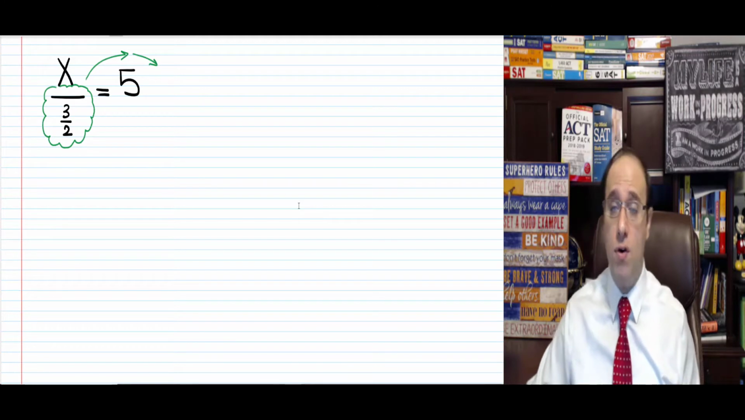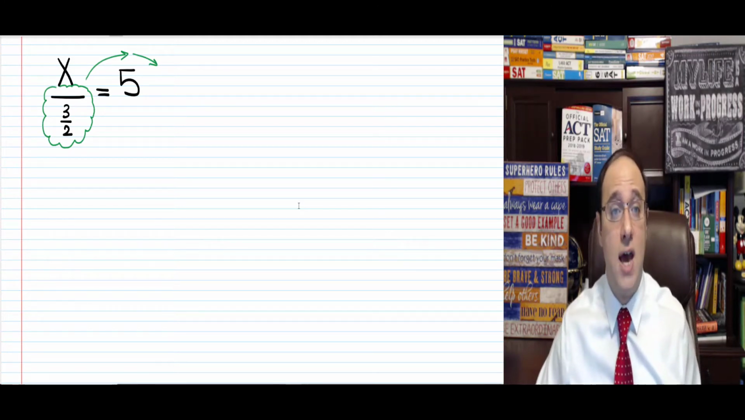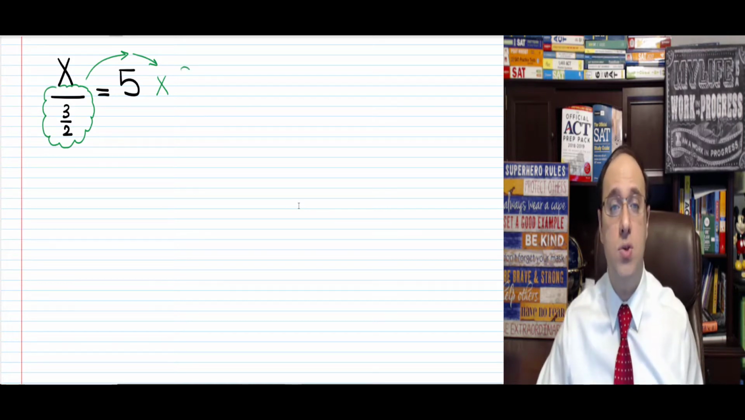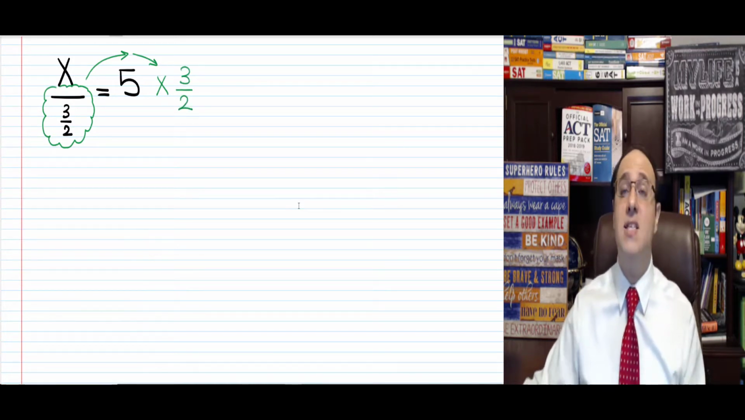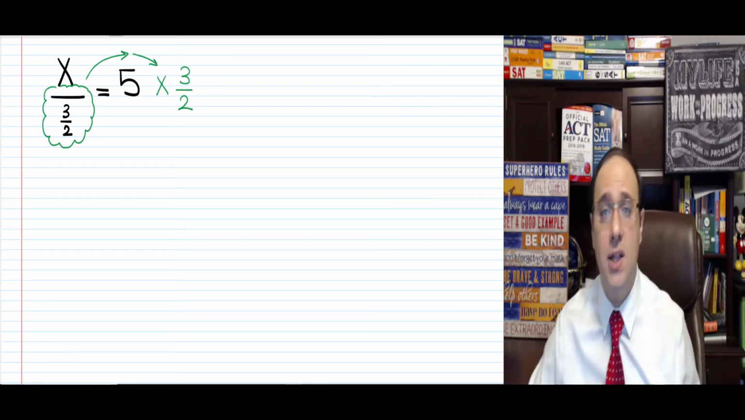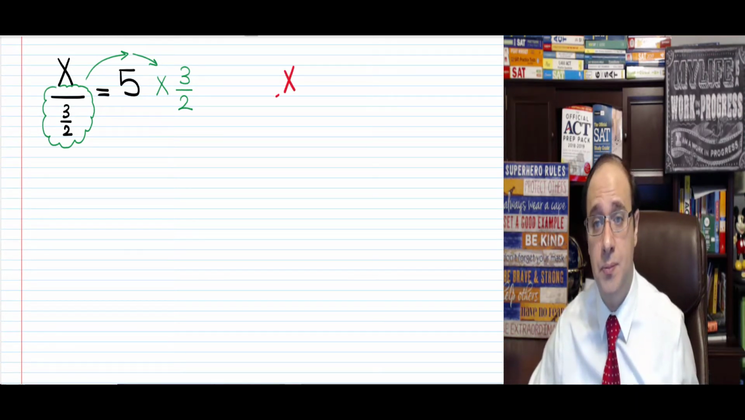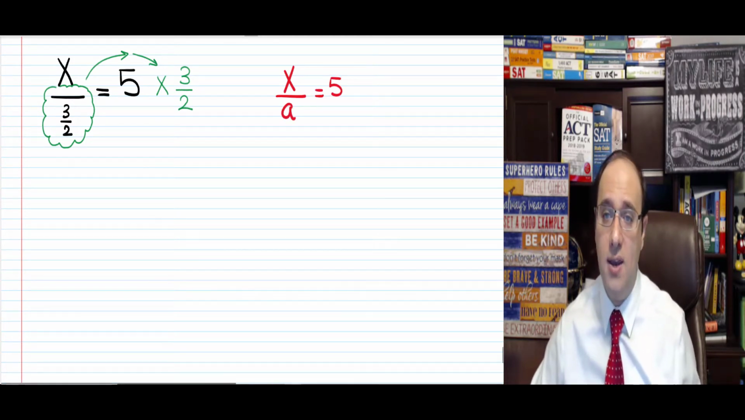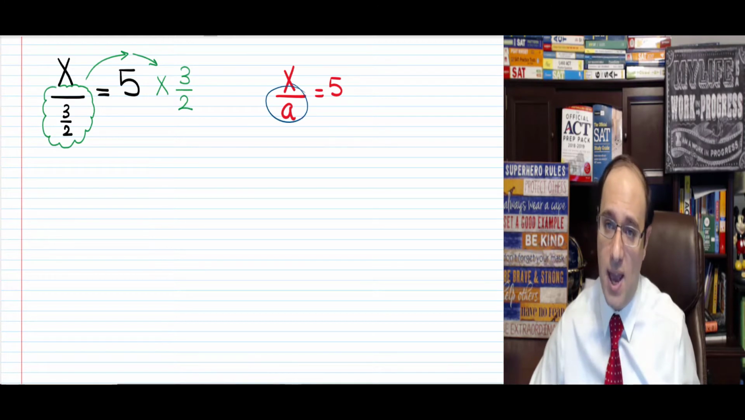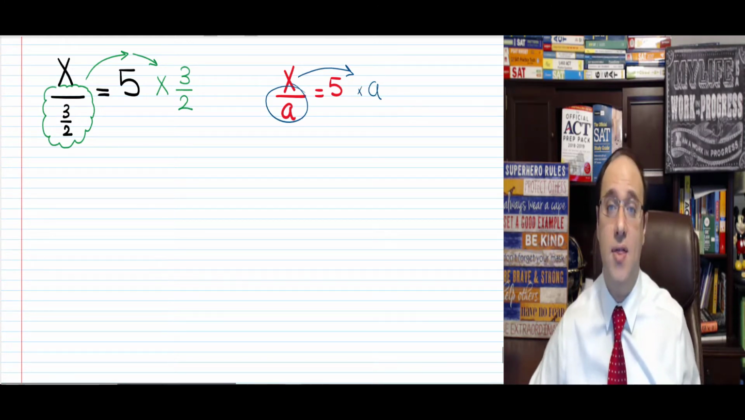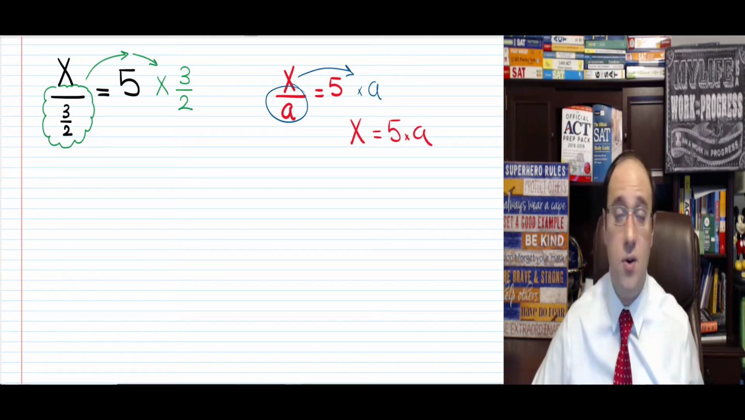We're going to move it to the other side. Instead of over, which is divided, we will change that into times. What about the 3 over 2? We just put it the way it is because it's something. It's like saying x over a equals 5. Let's say I have something like this: x over a equals 5. Over a means divided by a. We move that to the other side as times a. That means x equals 5 times a, right?